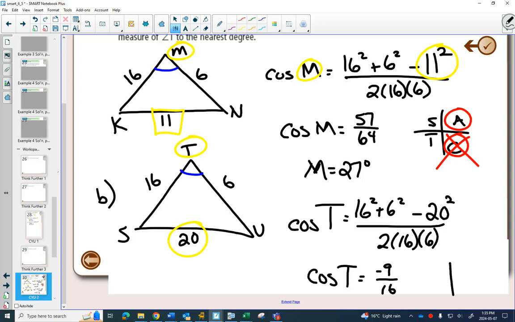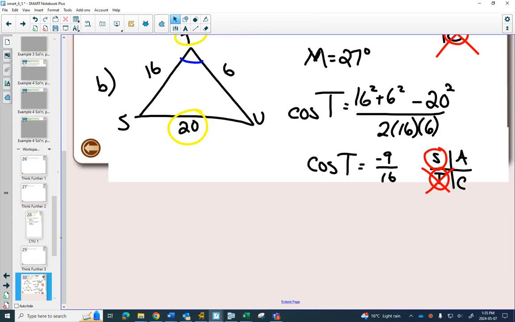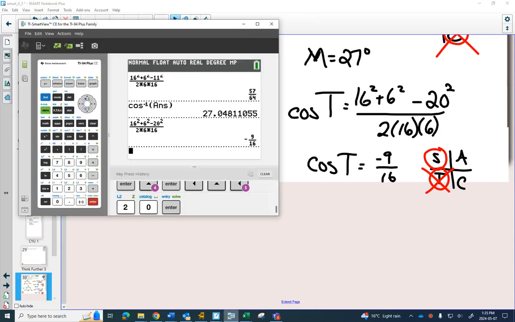Now, according to the CAST rule, cos is negative in quadrants 2 and 3. But again, if you had an angle bigger than 180 degrees, it's not going to work in your triangle. So we know that our answer is in quadrant 2. So we would need to find our reference angle.